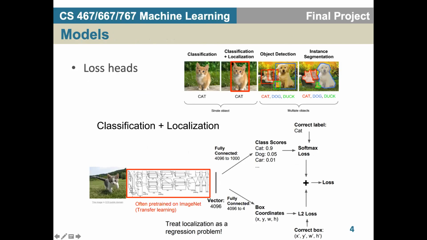So localization is saying not only this cat, but also where is this cat, right? You have the bounding box for it. And object detection, compared with localization, is that you have multiple objects. So you have so many objects, you want to detect each of them using a bounding box, right?